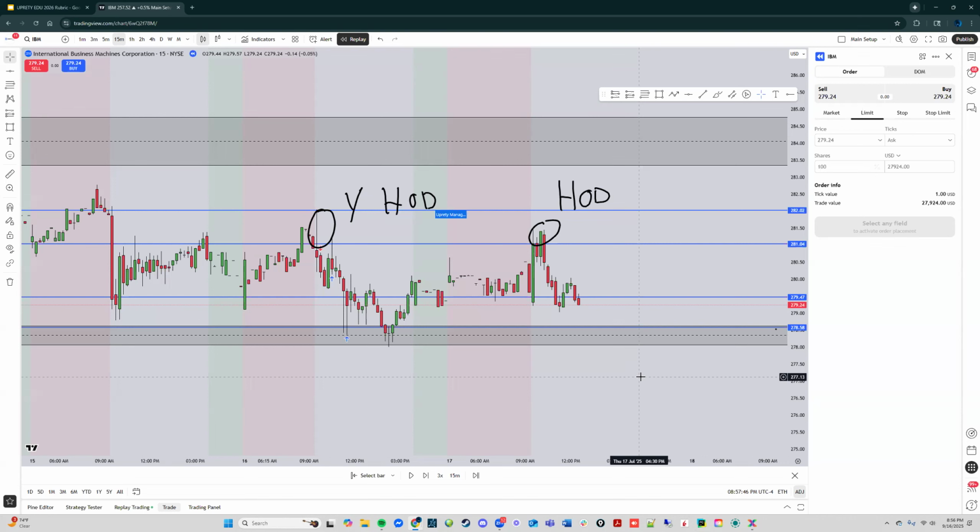Once again, we cannot forget our foundation, which is what? Candlesticks. Why would you enter here? Why would you enter here when you see red candlesticks and this support just broke?